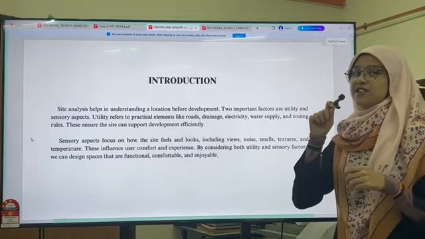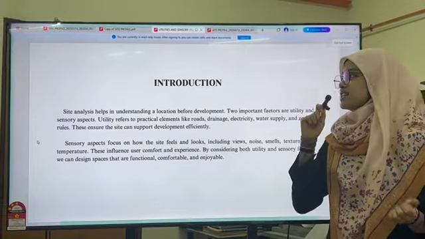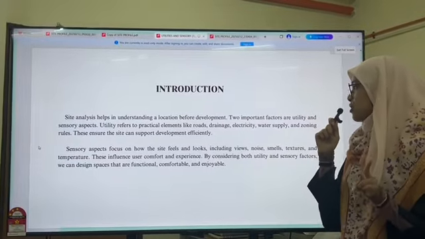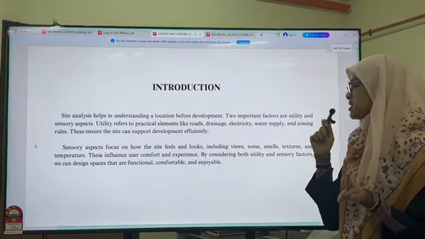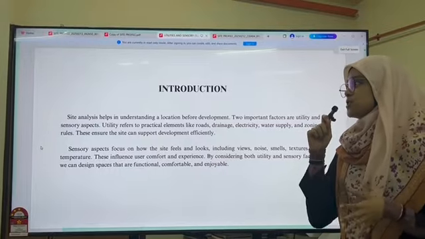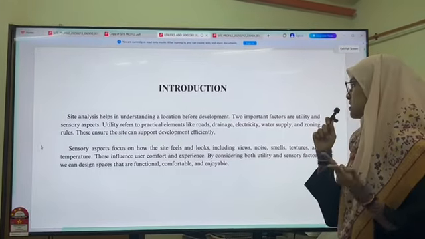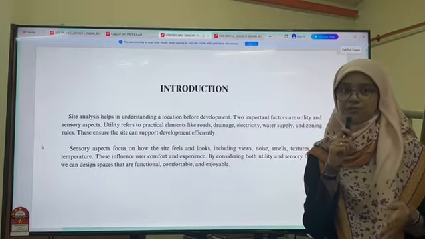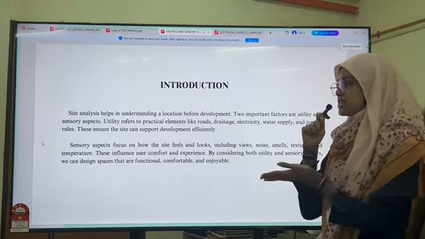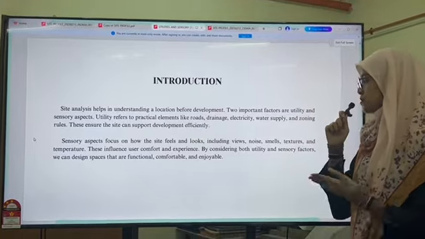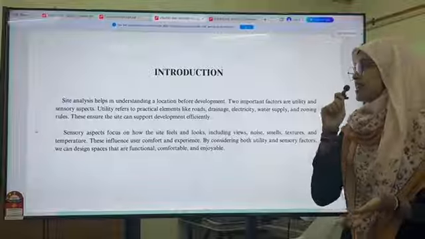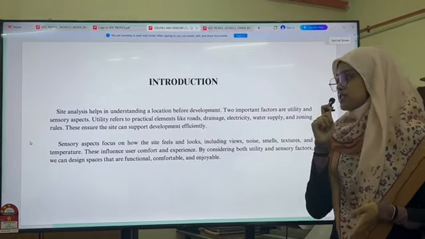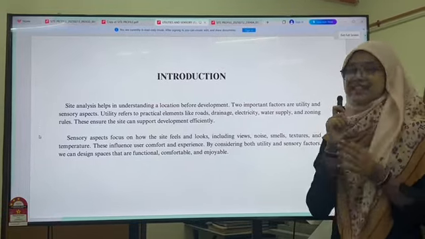Alright, so before we start, let me get started with the introduction. For our introduction, site analysis helps by understanding a location before we do any development of the site. There are two important factors that we need to prioritize, which are utilities and sensories. Utilities refer to practical elements like roads, drainage, water supply, electricity, and zoning rules. This ensures the site can support development with more efficiency. Next, we have the sensory aspect, which focuses on how the site feels and looks, including views, noise, smells, texture, and temperatures. This influences users' comfort and experience. By considering both of these, we can design spaces that are functional, comfortable, and enjoyable.